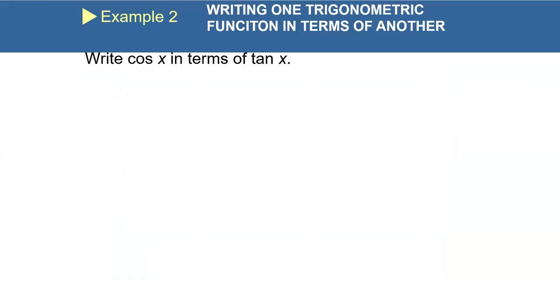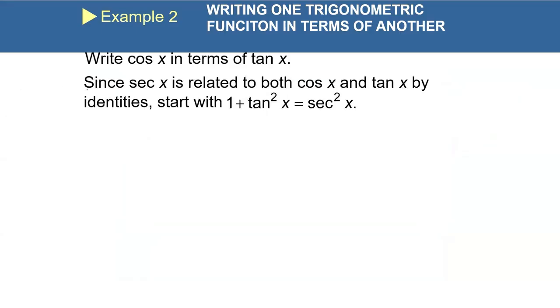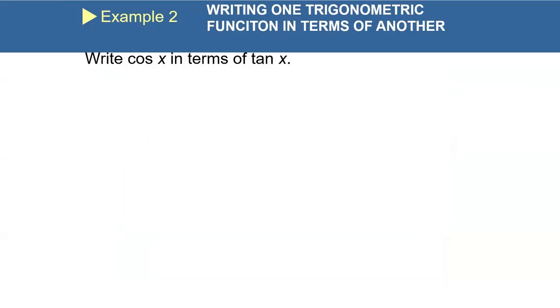All right, it says write cosine X in terms of tan X, okay? So it wants us to write cosine X in terms of tan X. So when we think about this, we have to think about which identity involves cosine and tangent. You have your quotient, but that involves cosine and sine, right? So we know that tan X equals sine X over cosine X, right? That's quotient.